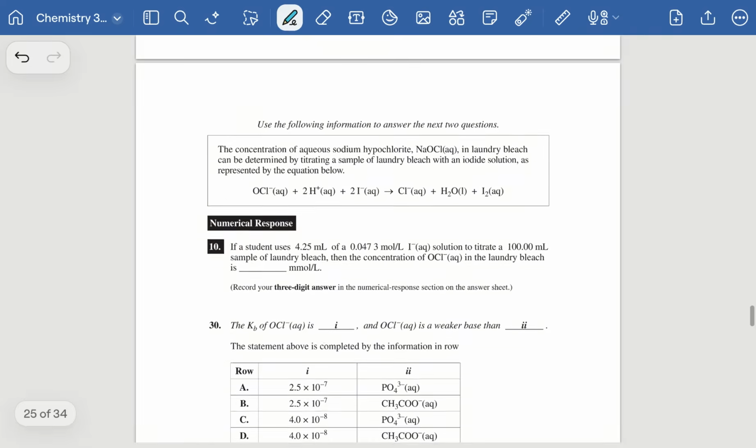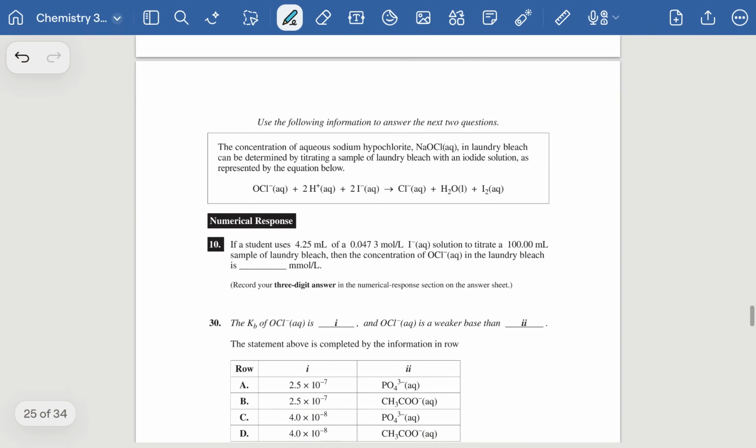The next one we have is starting to go into equilibrium, acids and bases. So we have our reaction already here for us, and it's just a titration asking what's the concentration of the OCl ion. So we want that. Going through this, you would see that you have the amount of iodine. So we have the information about iodine.